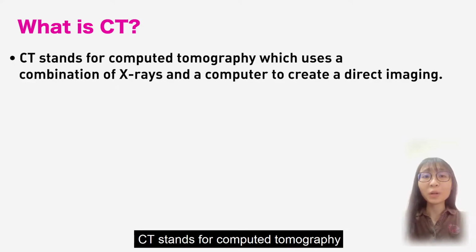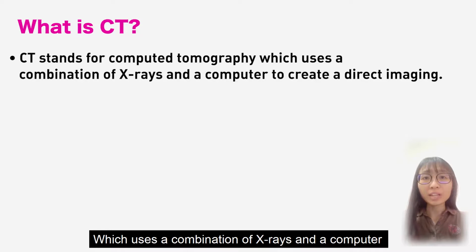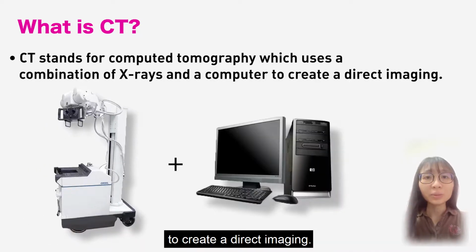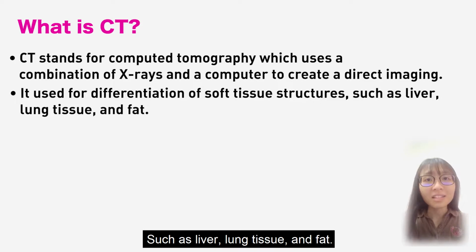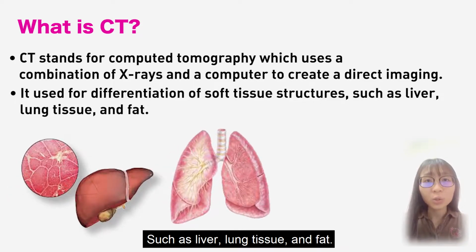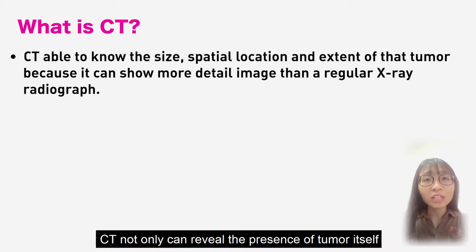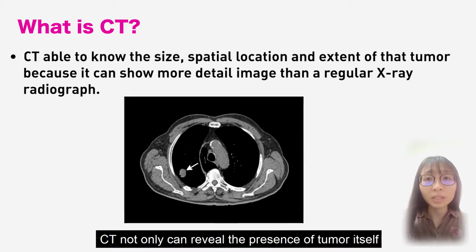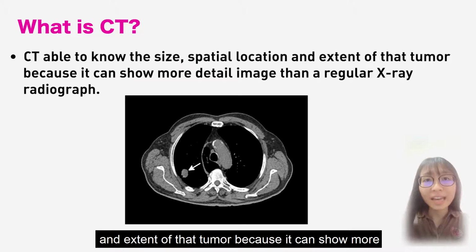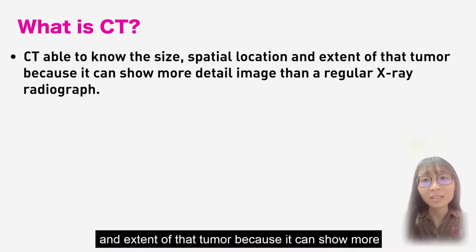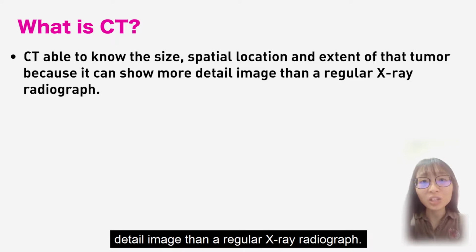CT stands for computed tomography, which uses a combination of X-rays and computer to create a direct imaging. Normally, CT is used for differentiation of soft tissue structures such as liver, lung tissue, and fat. CT not only can reveal the presence of tumor, but is also able to show the size, spatial location, and the extent of that tumor itself, because it can produce more detailed images than a regular X-ray radiograph.